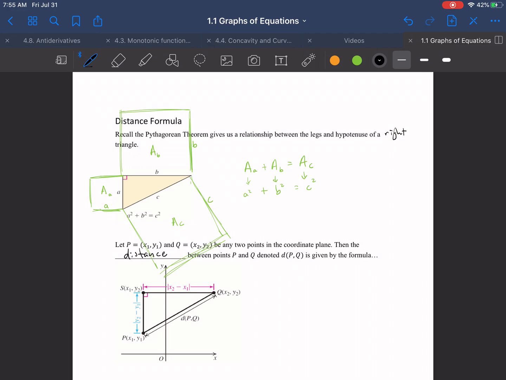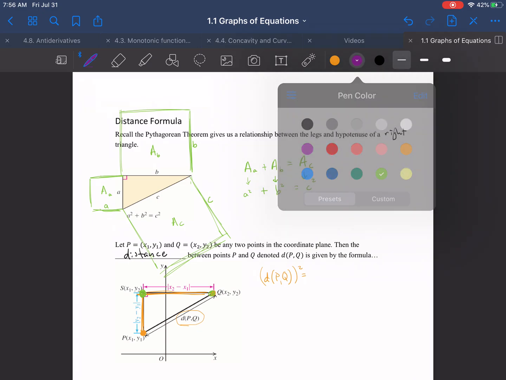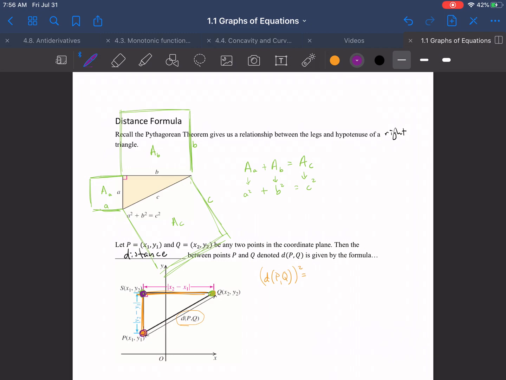if we're looking for the distance between this point here and this point here, what's been done is this has been made into a right triangle, where the hypotenuse is this distance right here, dPQ. That distance squared has to equal the distance from here to here squared plus the distance from here to here squared, right? And so we can just go ahead and write that out.